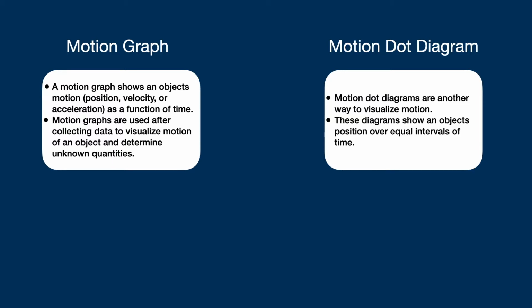And we'll do this quite a bit in labs, and it's a very common practice to do on the AP exam. They'll give you a bunch of data, you'll have to graph that data and then determine some kind of quantity based on either the slope or area under the curve, something like that. And then a motion dot diagram, they're basically just diagrams that show an object's position over equal intervals of time. So it's basically like a history of the object's motion. I'll show you what I mean by that here in just a second.